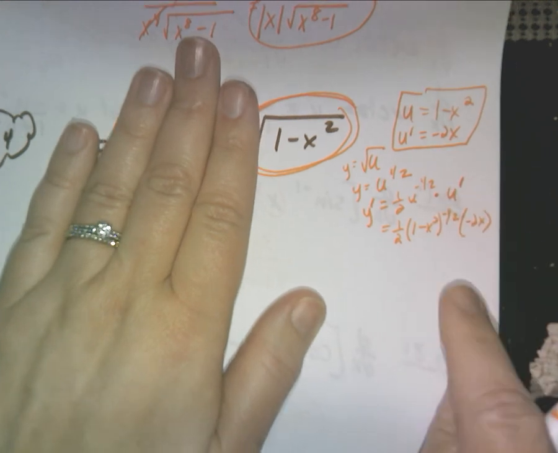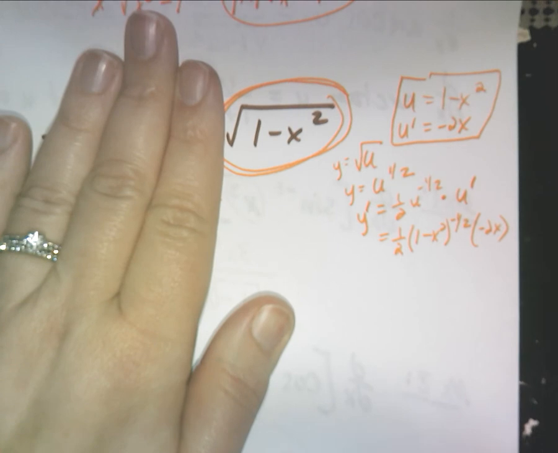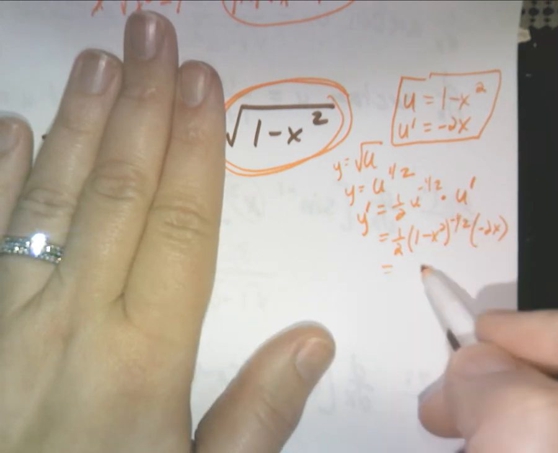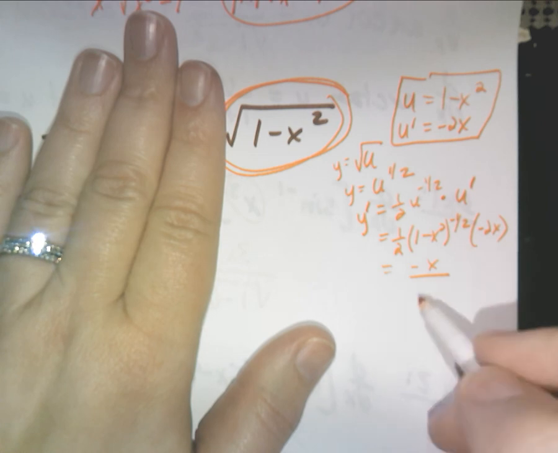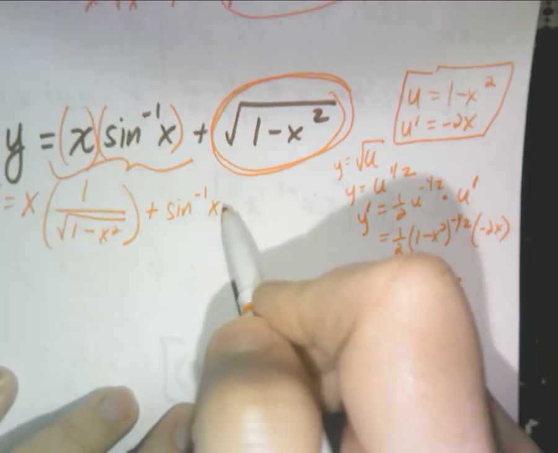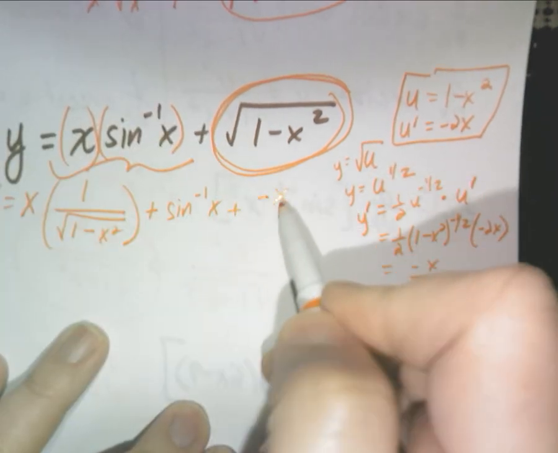Can you clean that up for me anymore? Negative x. Yeah, negative x. And then where does that go? Over what? Root 1 minus x squared. Oh, that's interesting. Here's why.